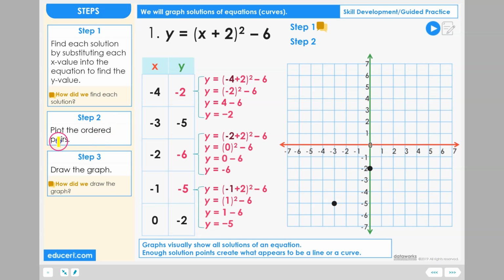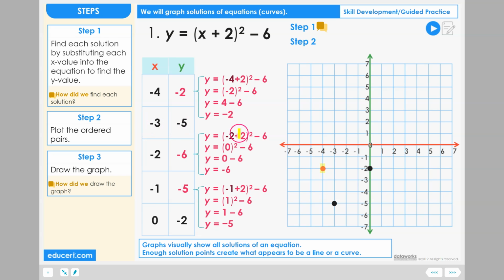Step 2. Plot the ordered pairs. The first ordered pair that we need to plot is at -4, -2. So we begin in the -4 direction and then go down -2, and this would be the first location. The solution graph will go through this point at -4, -2.